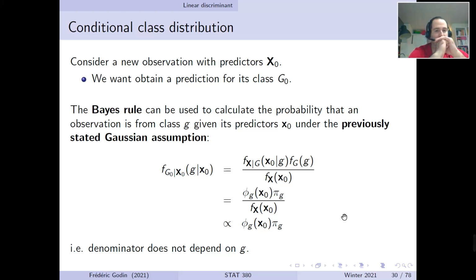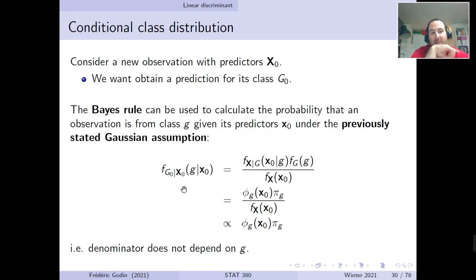So if we want to apply LDA, we can make these assumptions and estimate the parameters. Then what we want to do next is, let's say we have a completely new observation whose predictors are x0. We want a prediction for the class of that new observation, g0. So how can we do that? Well, as we mentioned in the previous lecture, we can apply the Bayes rule to calculate the conditional distribution of the class of the new observation given its predictors, x0.